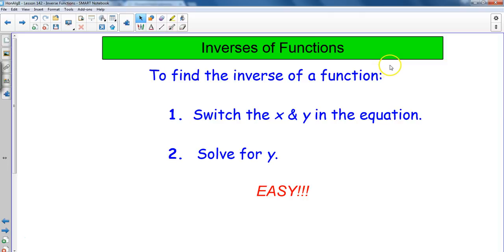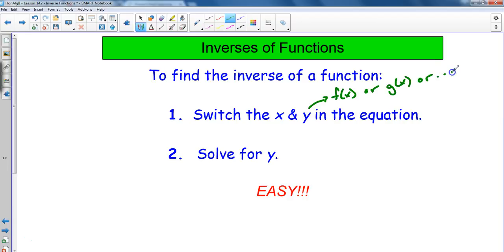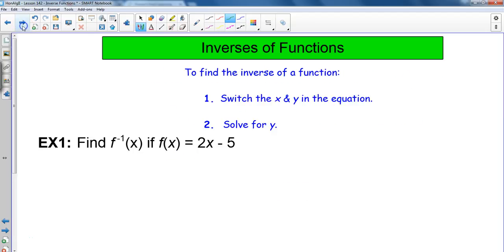To find the inverse of a function, we switch the x and the y in the equation. Sometimes it's not listed as y, sometimes it's listed as f of x or g of x or just in a different notation. You get the point. And then the second part of that is we just solve for y, and that simple process gives us the inverse function of a particular given function. So not too difficult. Let's check out a couple examples.